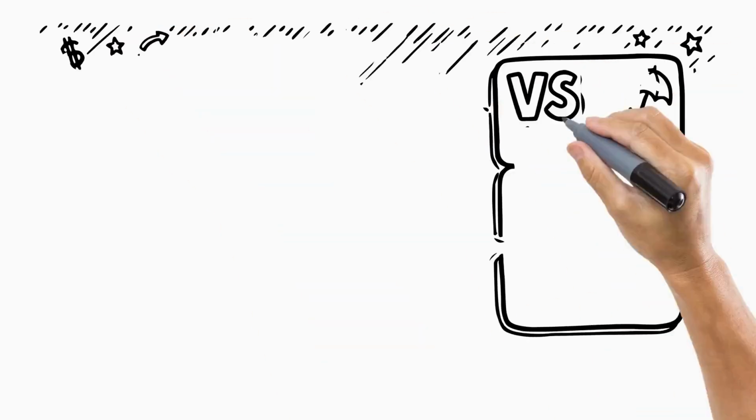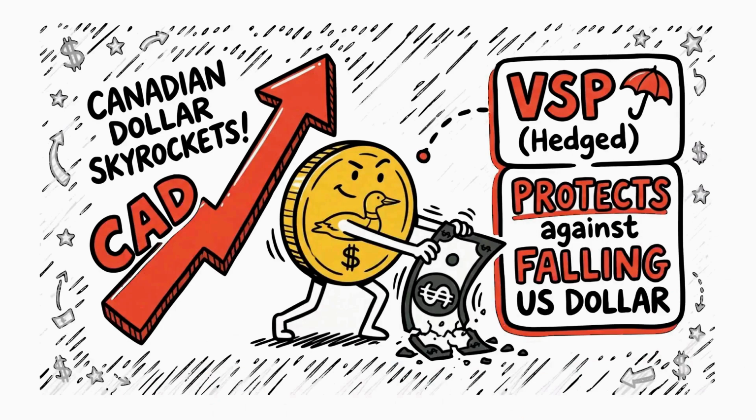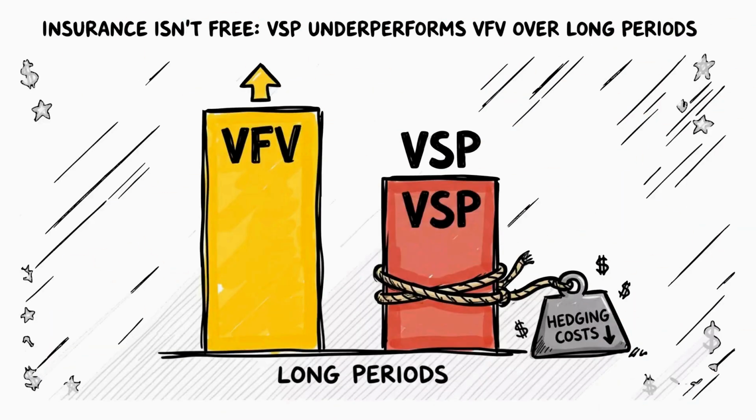And what about VSP? That's the hedged version of VFV. You buy VSP if you think the Canadian dollar is going to skyrocket and you want to protect yourself from a falling US dollar. But remember, insurance isn't free. VSP typically underperforms VFV over long periods due to those hedging costs.